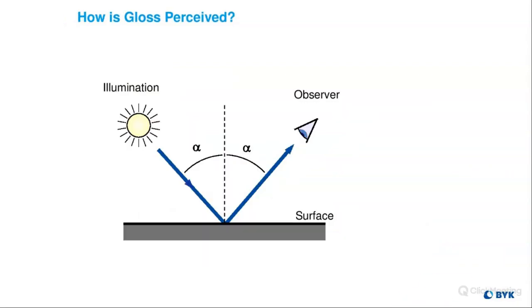So how is gloss perceived? Gloss is perceived with three different things: our illumination, our surface or object, and our observer. Without one of these functions, we're unable to view or observe gloss. When gloss comes down from our illuminated source, it is reflected at the opposite angle that the light source is coming from. So if our light source is coming from, in this case, 45 degrees, it's reflected off the surface at 45 degrees.